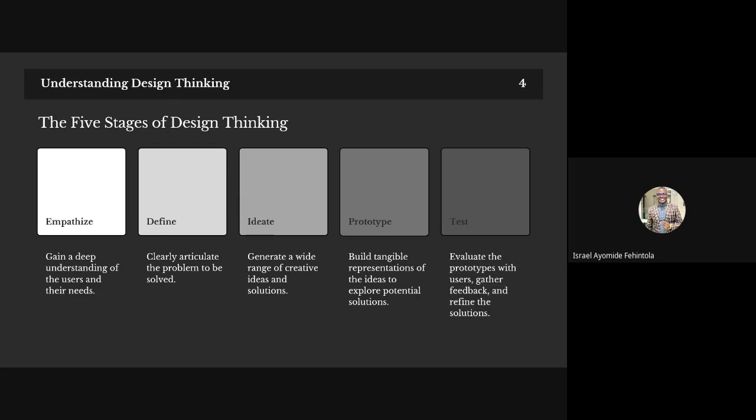Then the last phase in the process is the test phase. At this point, you have created prototypes of the ideas you generated, then you test. So what do you do at the test phase? You put the product in the hands of users, and of course, for many of us, we've seen big companies testing their ideas through a beta process. They have testers that test.